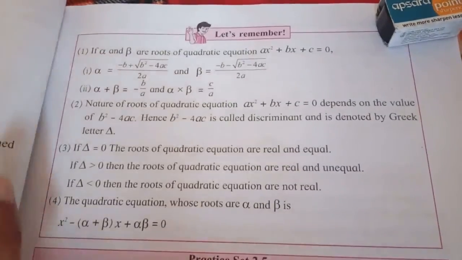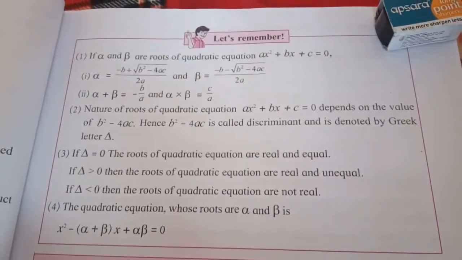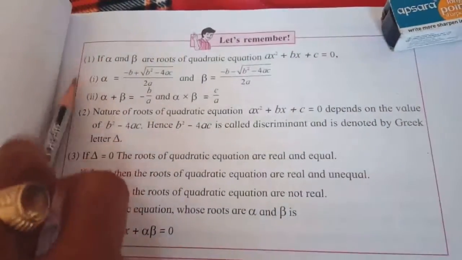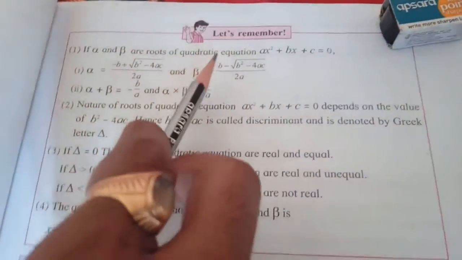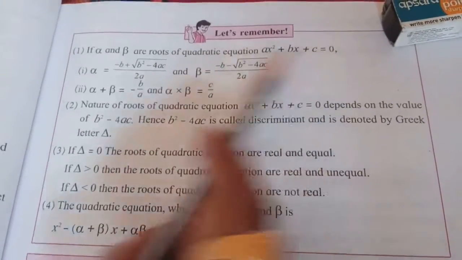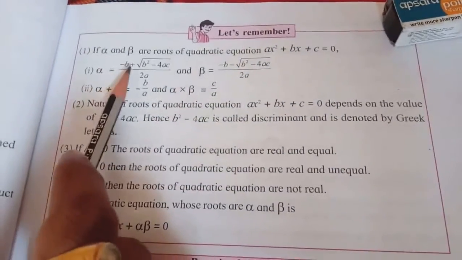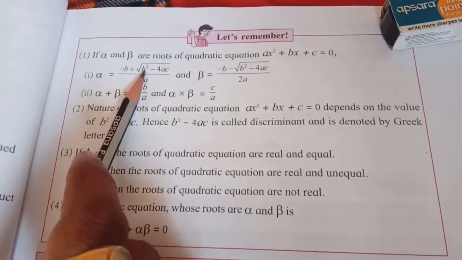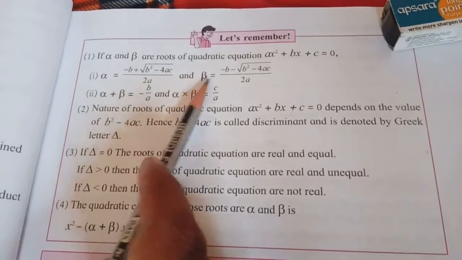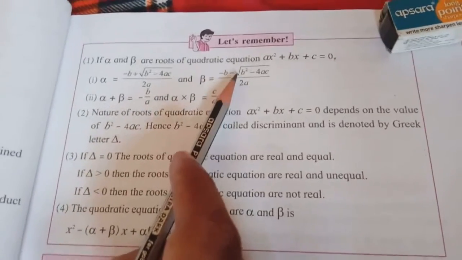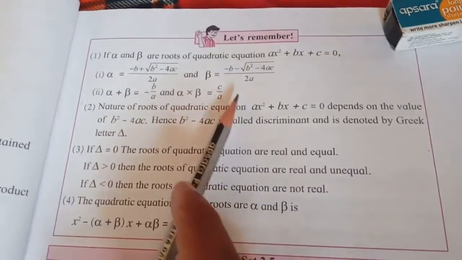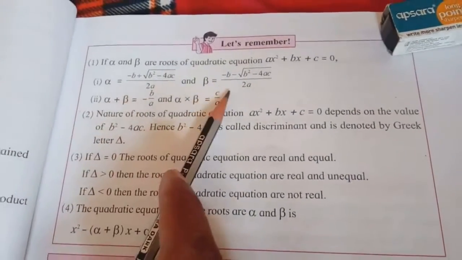Let's discuss some important points that we discussed in the last videos. If alpha and beta are the roots of quadratic equation ax square plus bx plus c equals to 0, so alpha is minus b plus root of b square minus 4ac upon twice a, and beta equals to minus b minus under root of b square minus 4ac upon twice a. Okay, these are the values of alpha and beta.